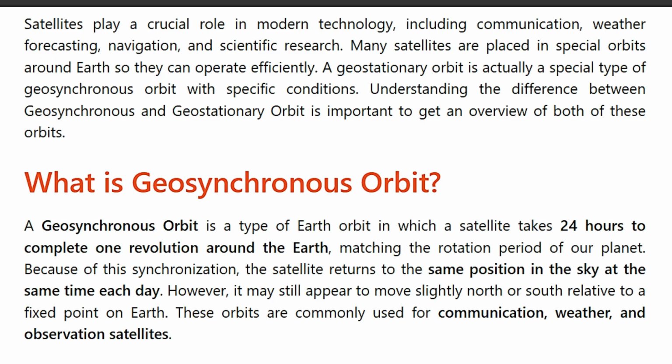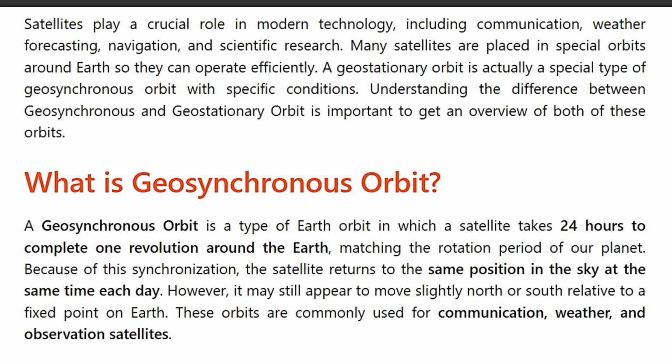Satellites play a crucial role in modern technology, including communication, weather forecasting, navigation, and scientific research. Many satellites are placed in special orbits around Earth so they can operate efficiently. A geostationary orbit is actually a special type of geosynchronous orbit with specific conditions. Understanding the difference between geosynchronous and geostationary orbit is important to get an overview of both of these orbits.